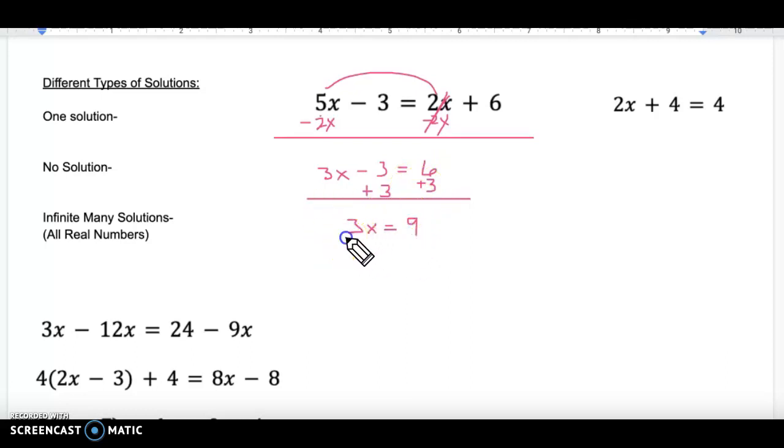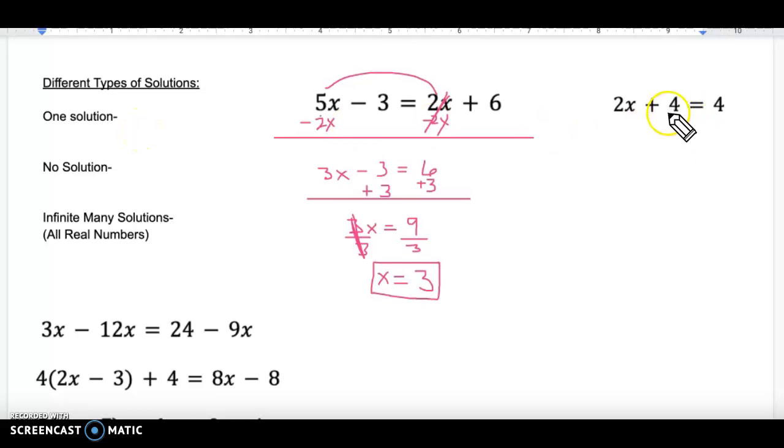My last and final step is I'm going to divide by 3 and divide by 3. So in this case, I'm going to end up with an x because the numbers cancel out, but this x is still there. And on this side, 9 divided by 3 is going to equal 3. So again, notice we end up with x equals 3. This tells me my one solution. The only number that will work in this problem is a 3. That's why this is a one solution type problem.